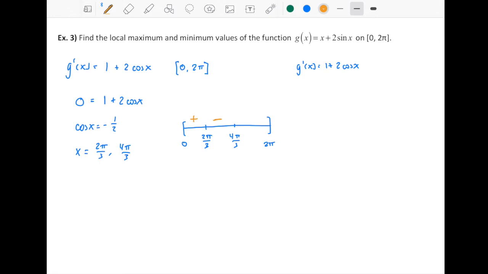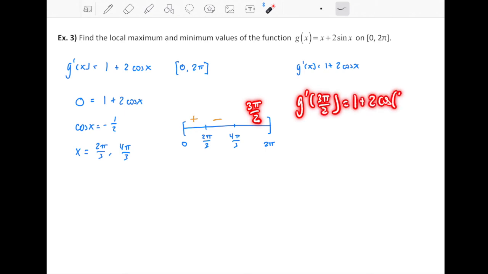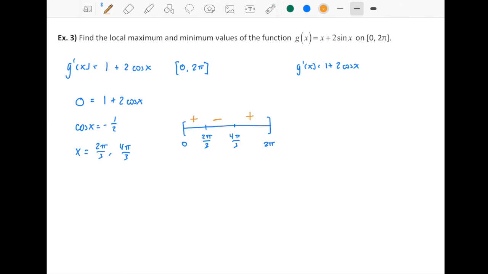You probably guess what happens next. I'm going to pick some number on the next interval. So something in between 4 pi over 3 and 2 pi, maybe 3 pi over 2. So our derivative at 3 pi over 2 is 1 plus 2 cos 3 pi over 2. And cos 3 pi over 2, ooh, that's 0. So 1 plus 0, that's positive. So whatever it's going to look like, it's increasing, then it's going to be decreasing, then it's going to be increasing. We have two minimums, two maximums.